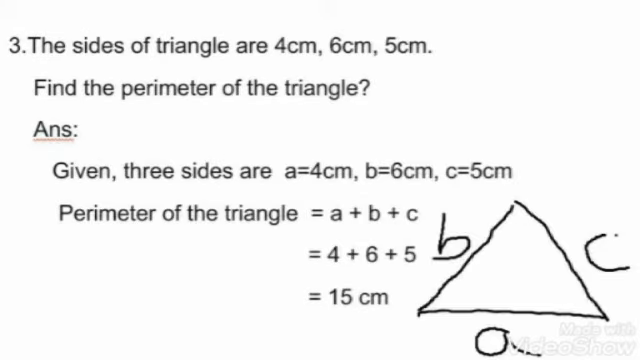See in this problem, the sides of a triangle are 4 centimeter, 6 centimeter, 5 centimeter. Find the perimeter of the triangle. Three sides are A is equal to 4 centimeter, B is equal to 6 centimeter, C is equal to 5 centimeter. Perimeter of the triangle is equal to, just add all these sides. Therefore A plus B plus C is equal to 4 plus 6 plus 5, which is equal to 15 centimeter.